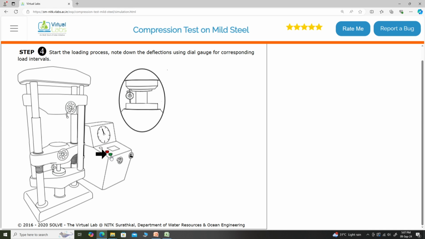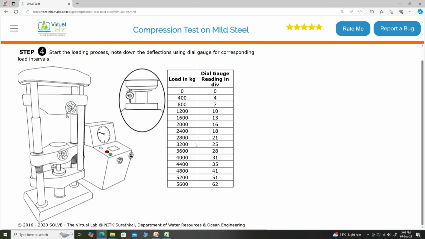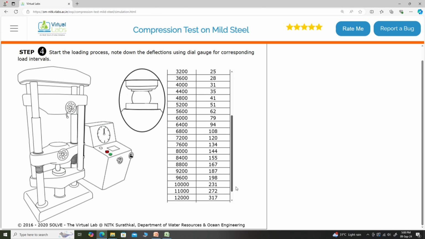Now we will start our compression testing by pressing the green button. Now this has slowly started applying load and we are getting the readings here. You can see readings are being added one by one.